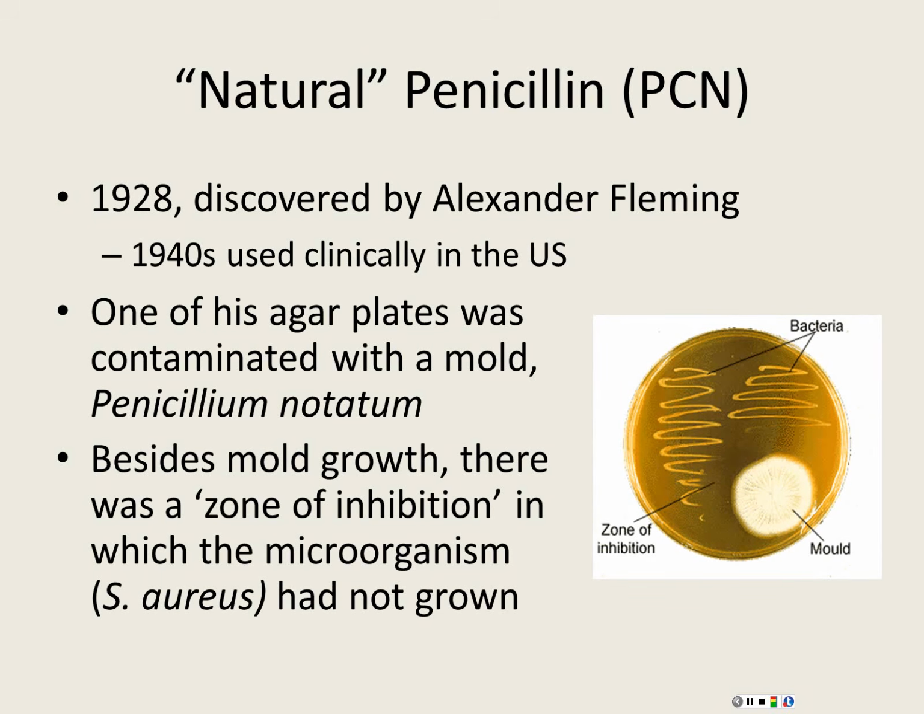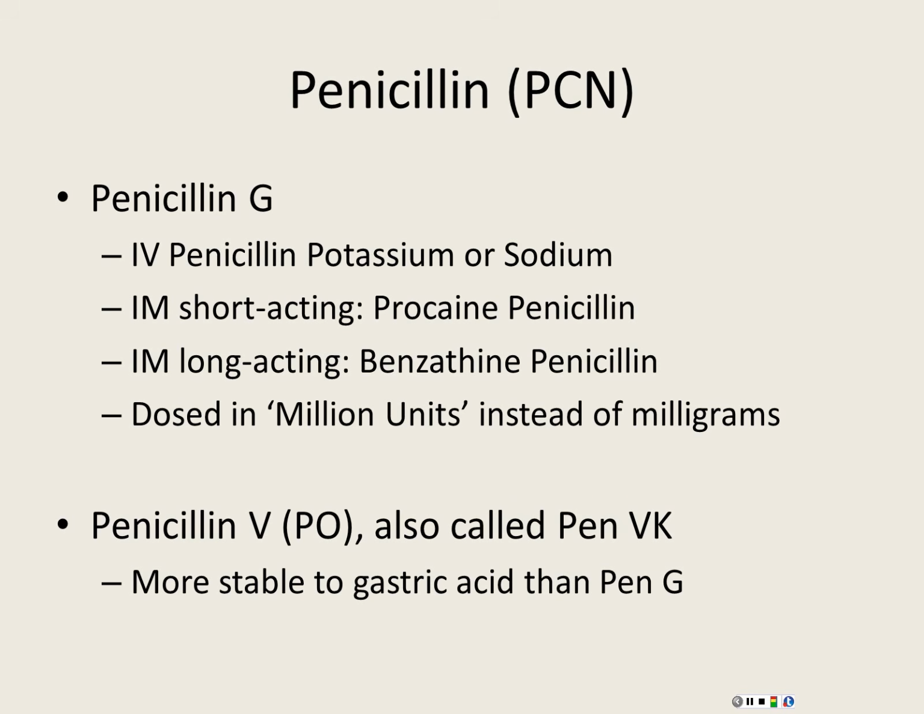The first dose of penicillin was given in 1942, and that was for a patient with streptococcal septicemia. We have several different products of penicillin: penicillin G and penicillin V. The penicillin G products are available through the IV and IM routes. IV is penicillin potassium or sodium. IM is available as either a short-acting or long-acting product, and we're going to go through a case with syphilis and talk about how these IM products can be very confusing and can often lead to medication errors.